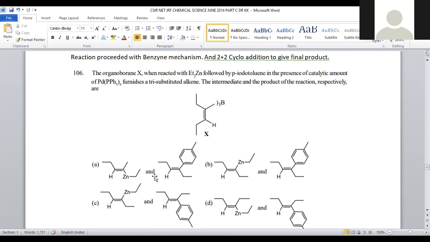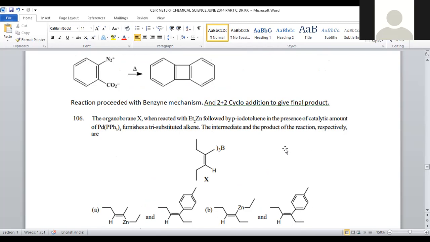Let us move on to question number 106. Again, it is a part of organic chemistry. Organoborane X, when reacted with diethyl zinc followed by para-iodotoluene in the presence of catalytic amount of palladium triphenylphosphine, furnishes trisubstituted alkene, the intermediate and the product of the reaction respectively.